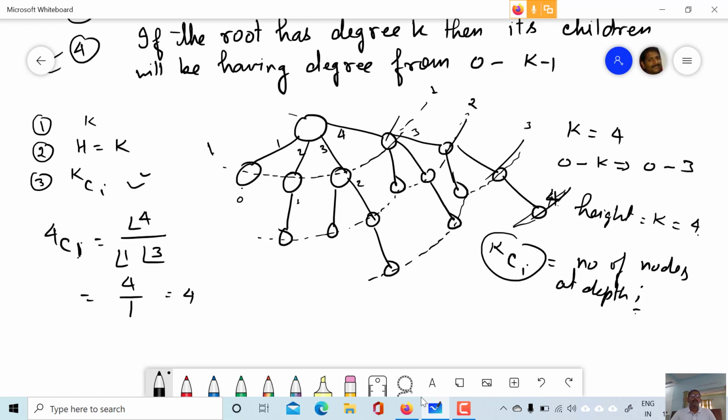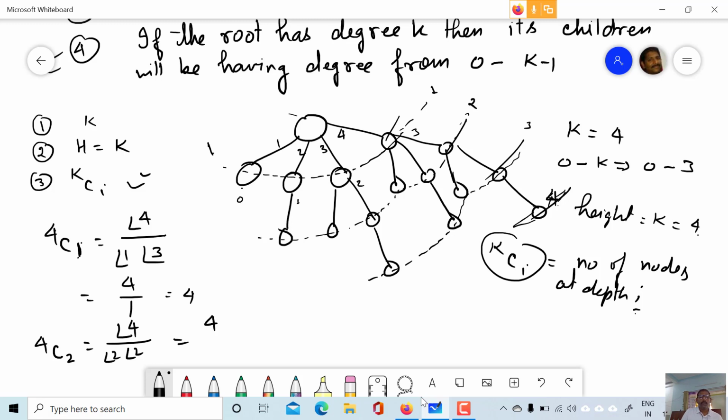Let us see at depth number 2 also. So at depth number 2, the number of nodes according to the rule is 4C2, and if you expand the formula, it will be factorial 4 upon factorial 2 times factorial 2.